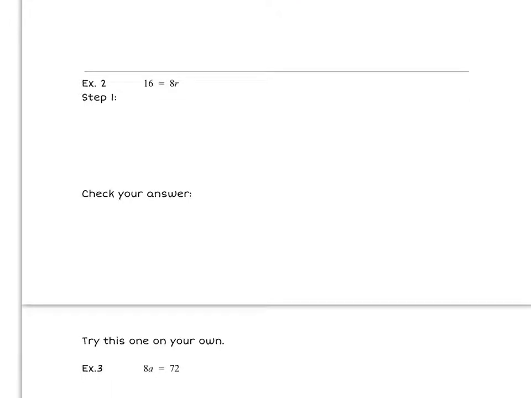The biggest difference between this one and the one before is that the 16, the number all by itself, is on the other side of the equation. Don't let that trick you when you get to your homework. You're still solving for the side that has the variable on it, which is the 8r. So 8 times r. To undo that, we would do divided by 8 on both sides. So these 8's cancel. 16 divided by 8 is 2 equals r.